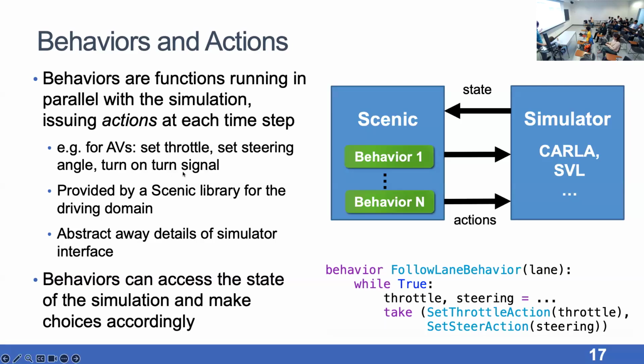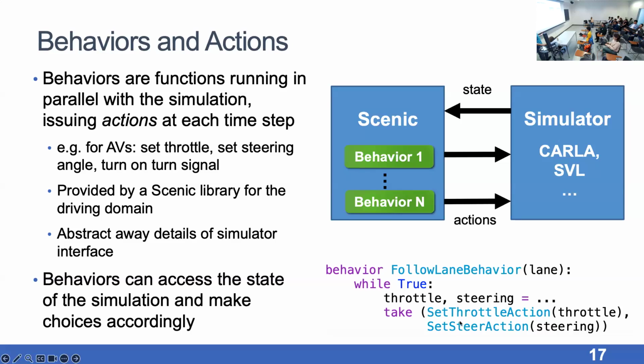So in fact, our driving library has a built-in behavior called FollowLaneBehavior. If you look at it, it's actually pretty complicated because it handles things like what do you do if you get into an intersection. But in essence, the structure of the follow lane behavior is an infinite loop where at every time step you pick some throttle and steering based on your current position. So if you're to the left of the center line of the lane, you should steer to the right. You compute the throttle and steering that you want somehow, and then you use this Scenic statement, the take statement, to take actions.